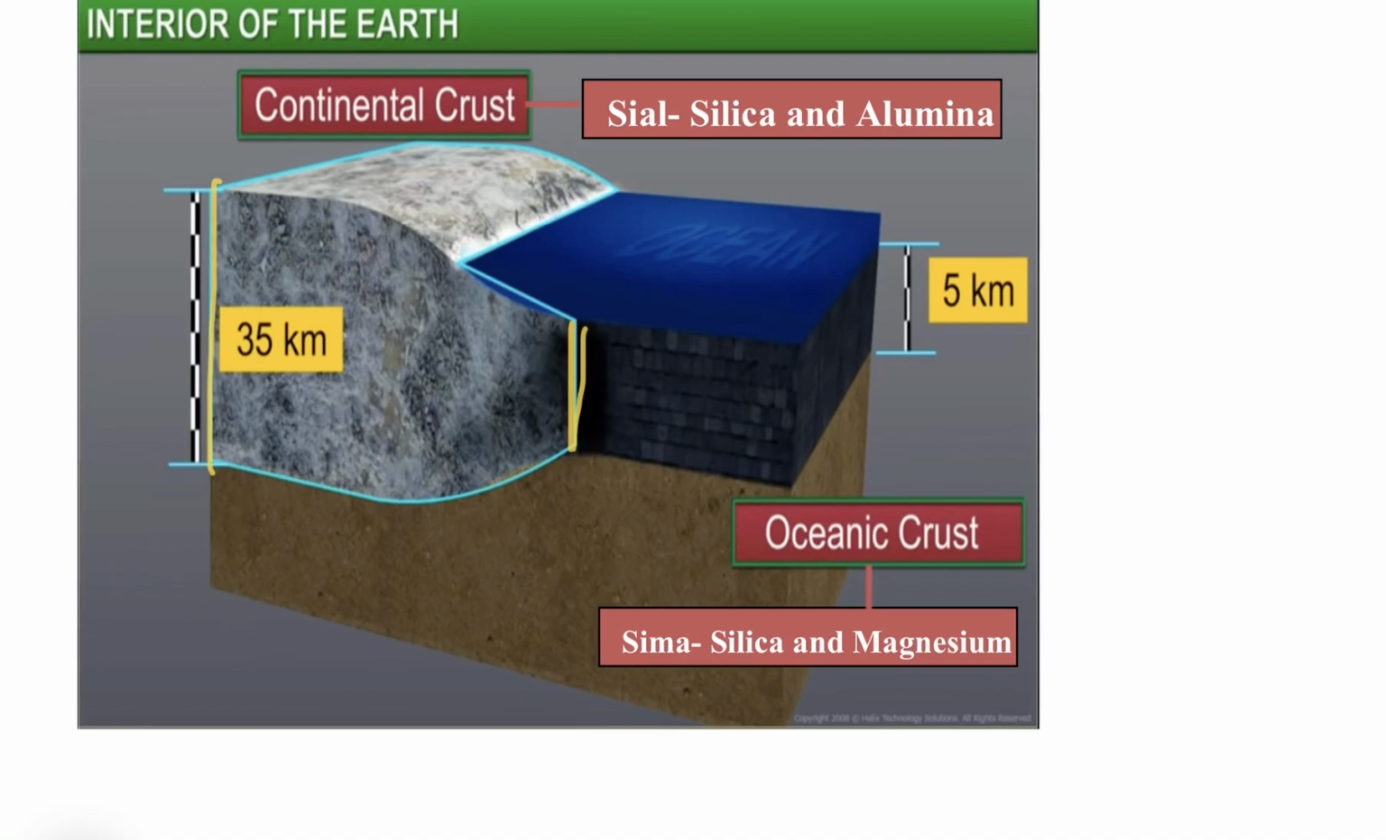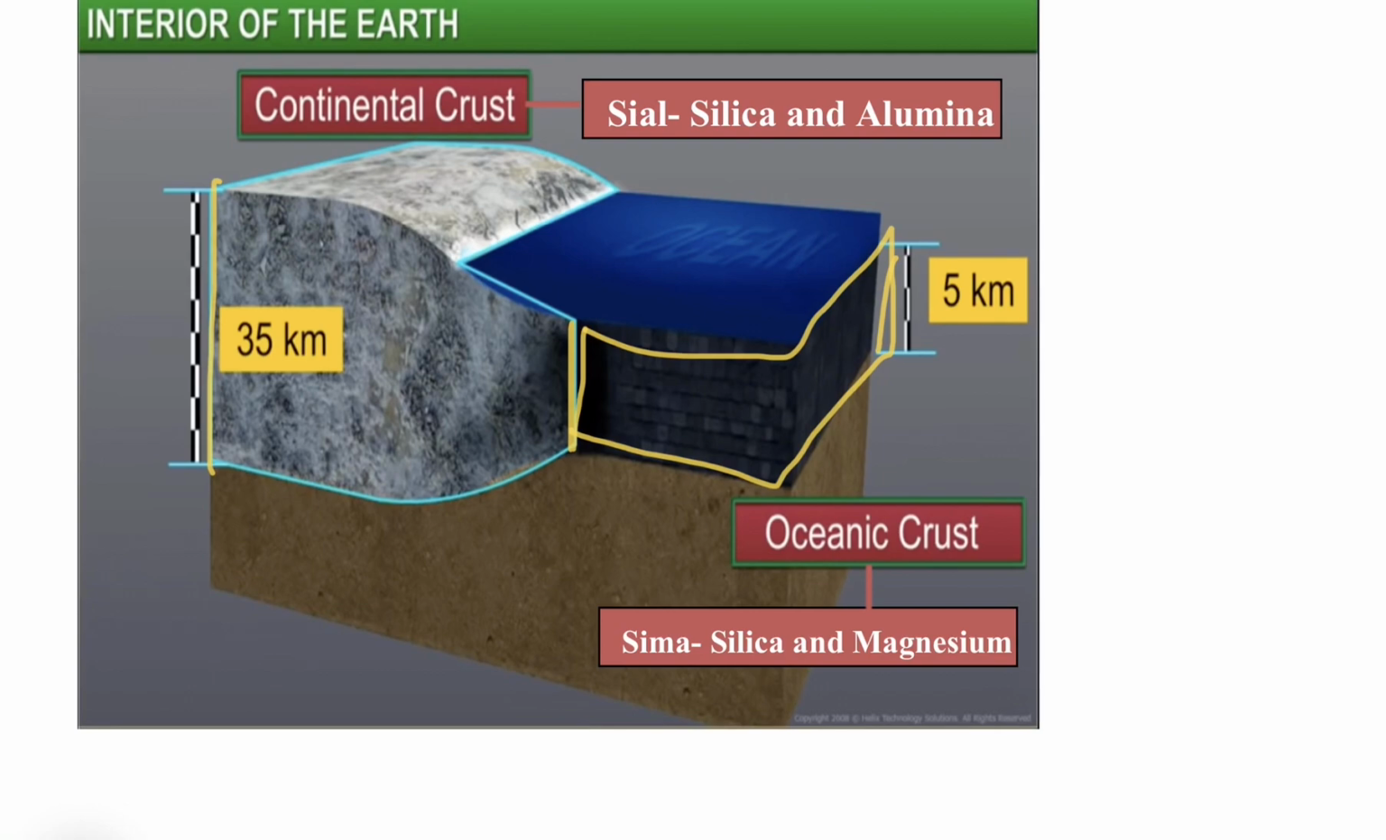Then the oceanic crust. Let's understand what it is. Beneath the ocean water, this blue area is ocean, and the land surface beneath this ocean water is called oceanic crust, and the thickness of this oceanic crust is 5 kilometer. So this is the first difference between continental and oceanic crust. The thickness of continental crust is up to 35 kilometer and the thickness of oceanic crust is up to 5 kilometer. Now the second difference.